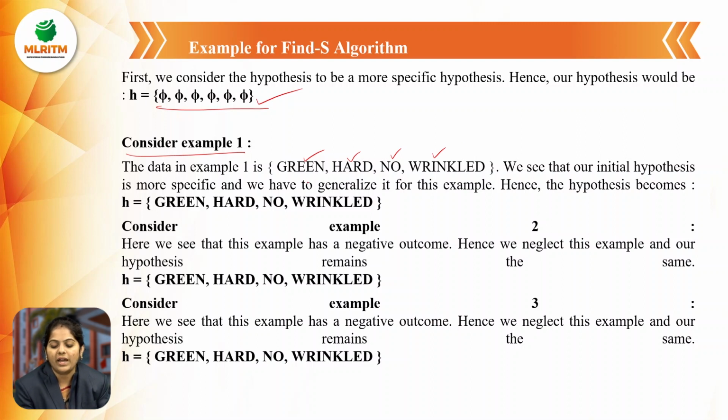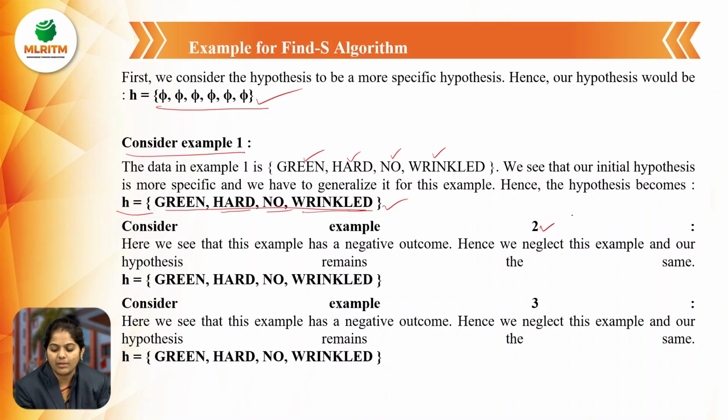So we'll compare it with the initial hypothesis so that we'll get a hypothesis again. So this green is replaced with the pi. So we'll get green. Again, hard is getting replaced with the pi. Again, we'll get hard. And no is replaced with the question mark pi again, and so wrinkled. So this is the first hypothesis we got from the example 1.